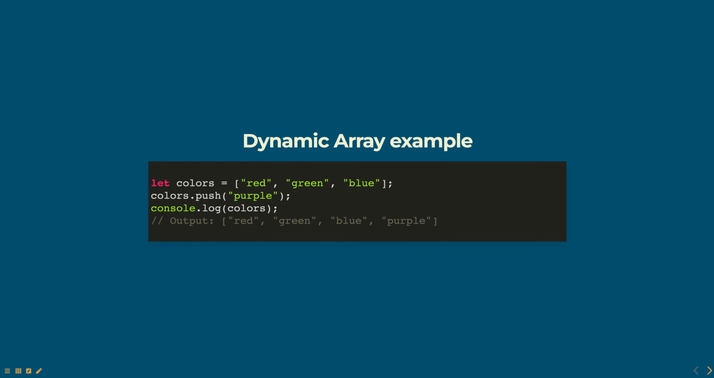In this example, the push method is used to add an element purple to the end of the colors array. This updates the length of the array and the output is red, green, blue, and purple. It is also worth noting that arrays in JavaScript can store different types of elements, meaning that an array can have a mix of numbers, strings, booleans, or objects.